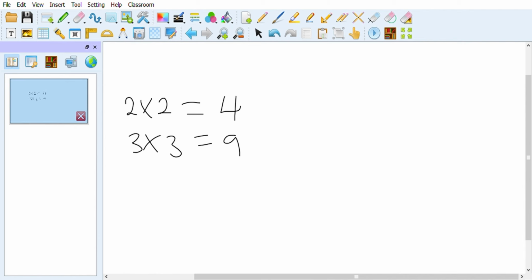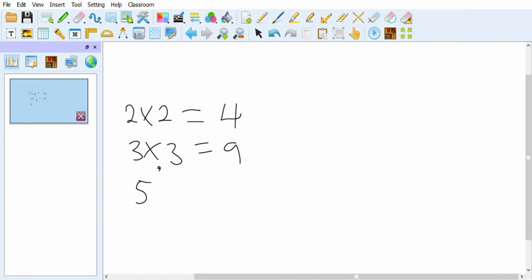Okay, so when we write square in mathematics, we put a small 2 above the number. Take for instance, if we want to write the square of 5, we write 5 and then put a small 2 above 5. That 2 signifies square. So 5 squared means 5 times 5.